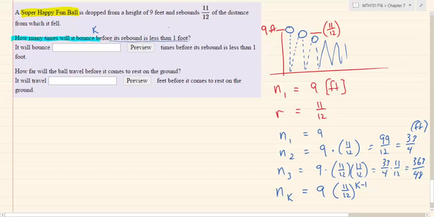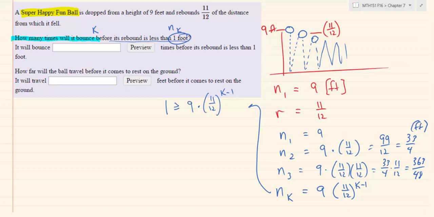So this is our n sub k. The 1 foot is our height. And so what we're going to do to solve this first part is we're going to say 1 is, you could say greater than or equal to, if you wanted to. You don't really need to, you could just put an equals in there anyway. But it's going to be 9 times 11/12 to the k minus 1 power. That will solve this for k.